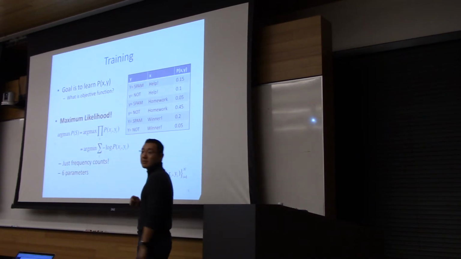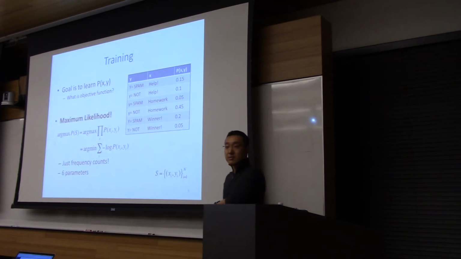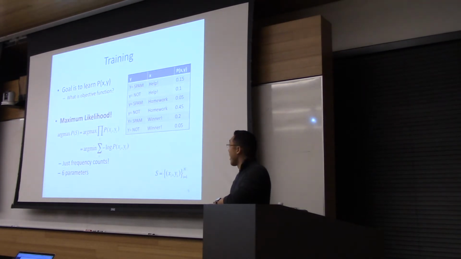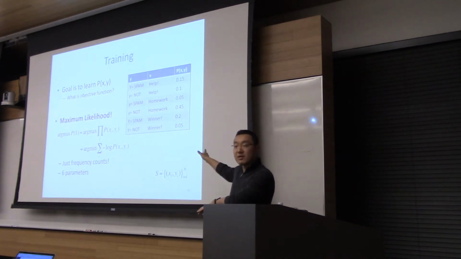Yes? So you said that there are 6 parameters for this example. Is it always true that the number of training examples equals the number of parameters? The number of examples can be more than 6. You can have 1,000,000 examples. And still end up with 6 parameters? That's right. In this particular example, the number of unique, or distinct, examples is 6. Okay.